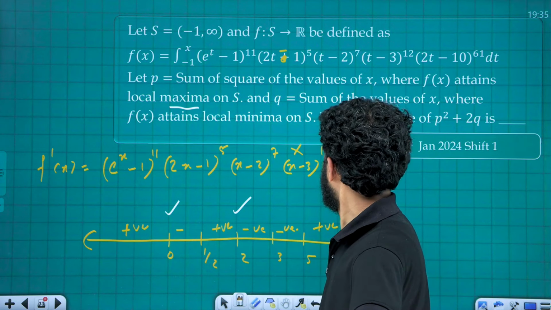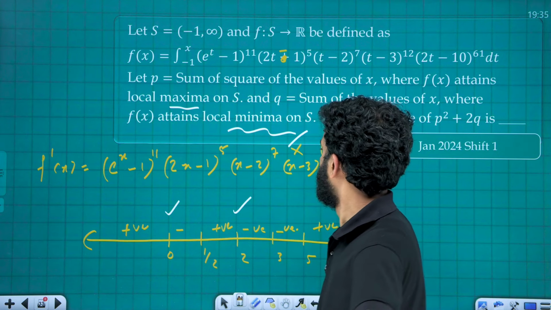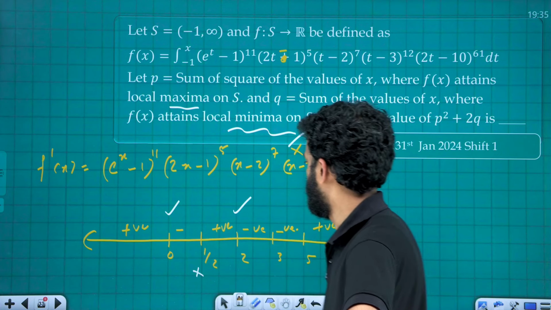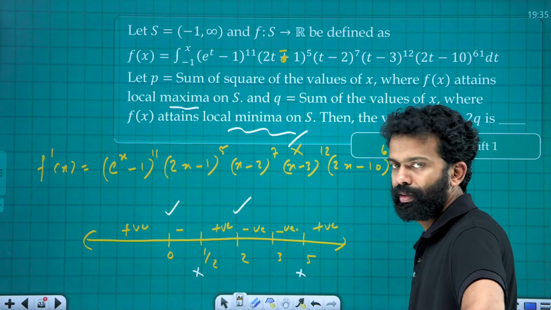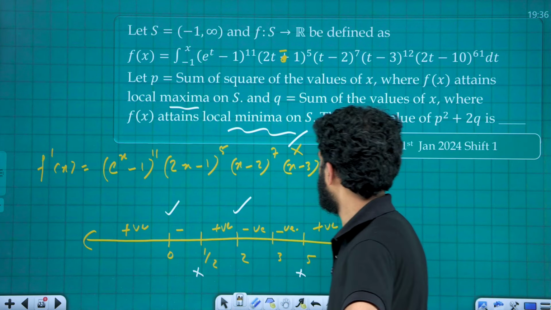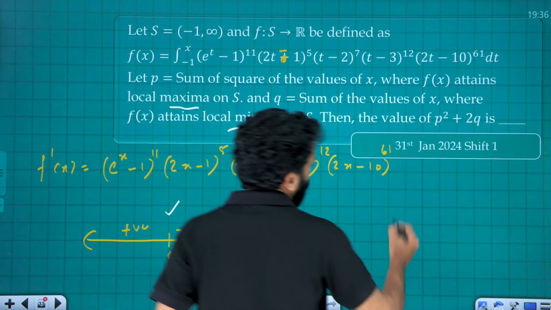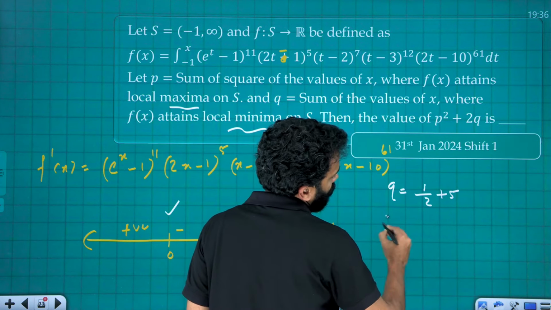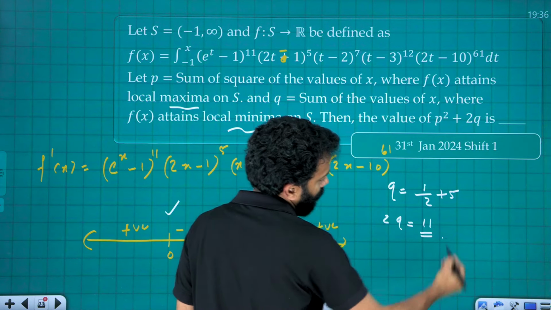Then Q is the sum of values of x for which f(x) attains local minima. Minima means negative to positive, right? Therefore, this will be negative to positive. This will also be negative to positive, right? Yeah. Therefore, Q is the sum of values, that is Q is equal to 1 by 2 plus 5. Therefore, 2Q will be equal to 11.